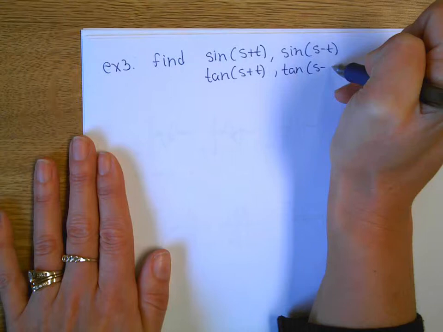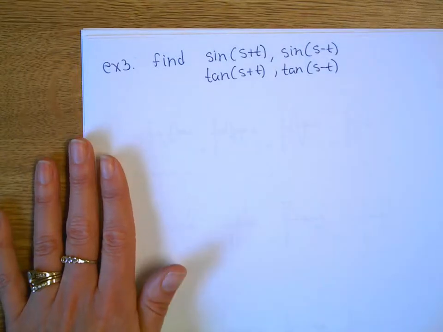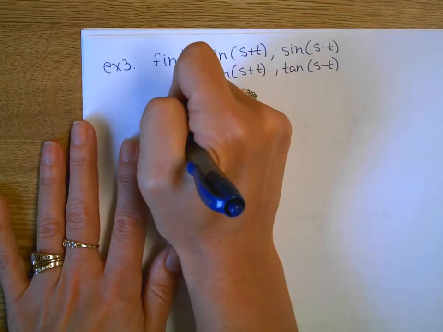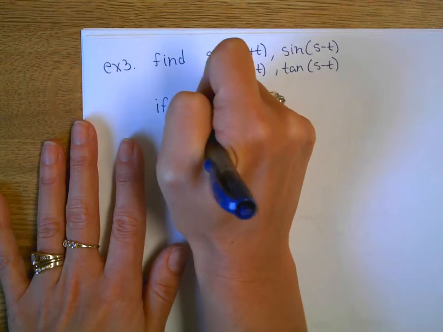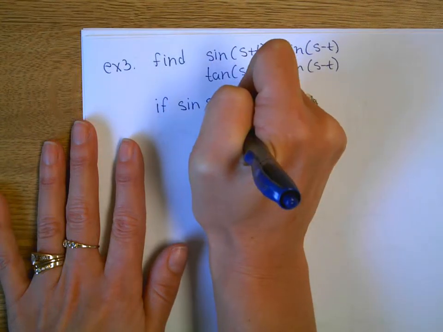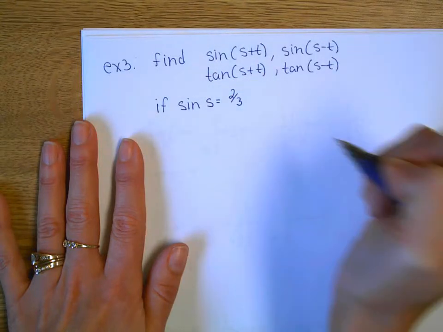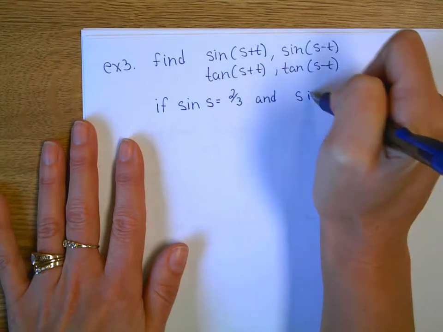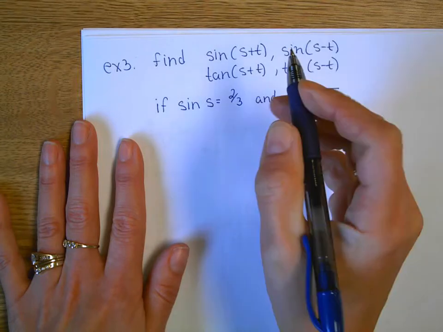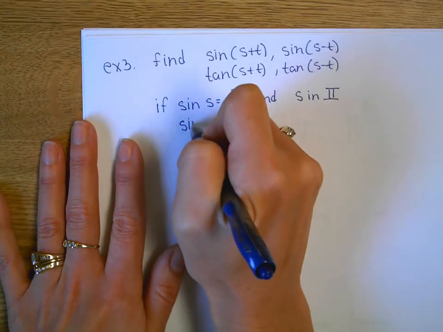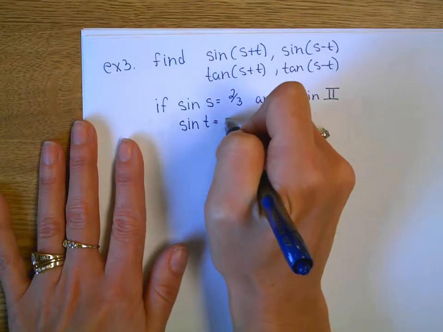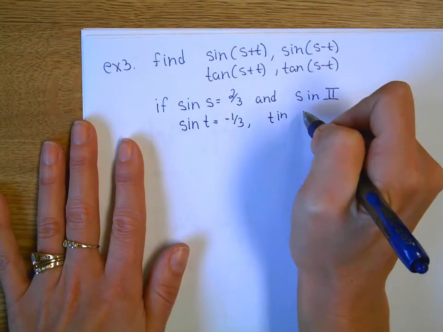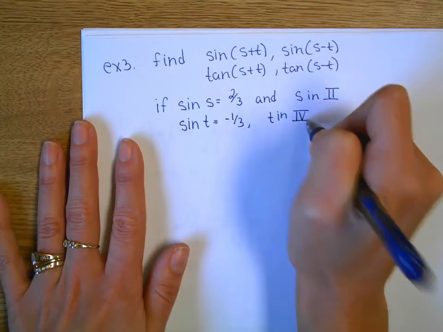Why do you have to do t? Because the book uses t, so I'm just going to go with it. You can change it to anything you like. No, because then it makes it confusing. And then this is what I know. The sine of s is 2/3, and s is in quadrant 2. And the sine of t is negative 1/3, and t is in quadrant 4.